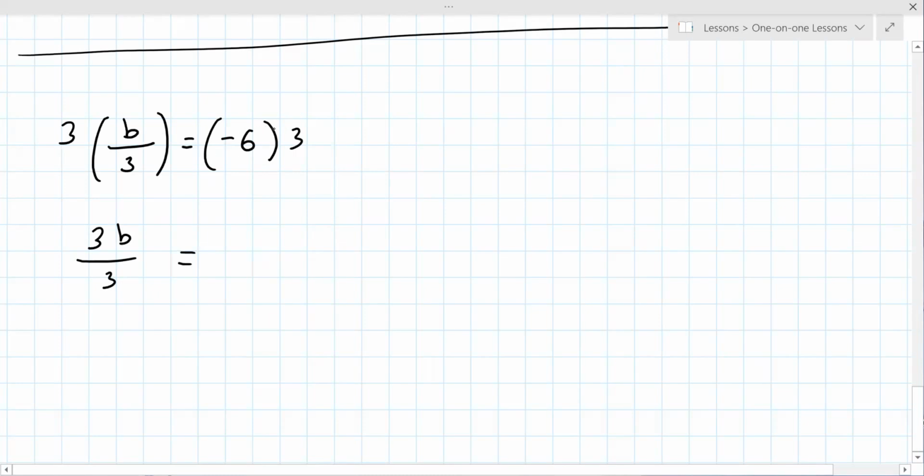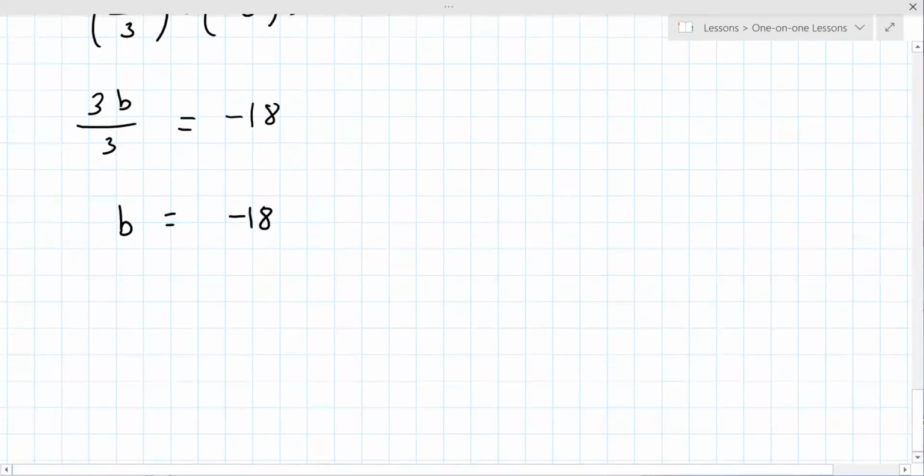What is -6 times 3? -6 times 3 is -18. So that's how you do it that way. All right. So then, yeah, that makes a lot more sense. Okay, so b equals -18.